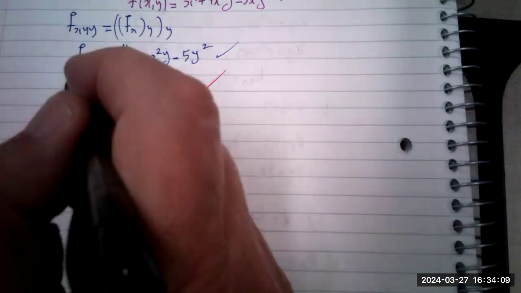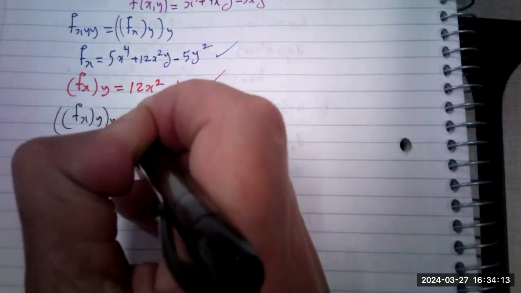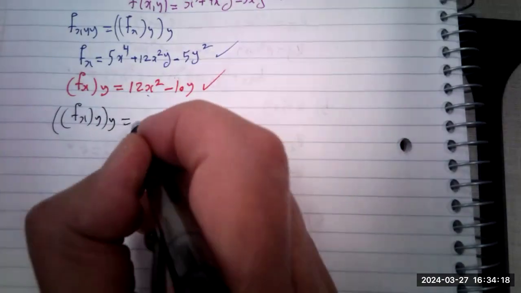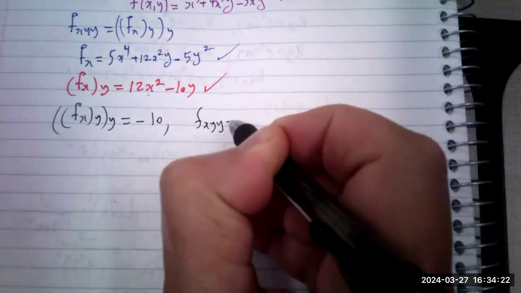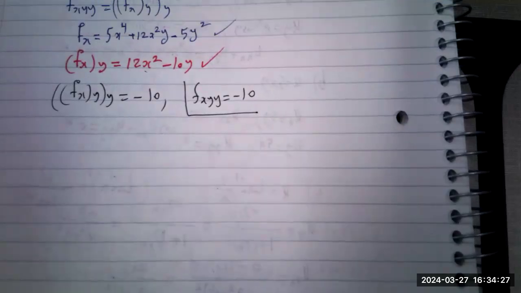Okay, now you do the y again. That was y, another y. This is 0. With respect to the y, that gives you negative 10. So f_xyy is negative 10. That's the first one. Any question?